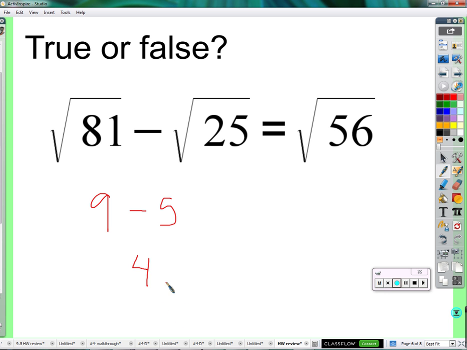We should get 4. So is 4 the square root of 56? No. 4 is the square root of what? 16. Okay, so that just does not work, right? Square root of 81 minus square root of 25 is not equal to the square root of 81 minus 25. So do you think, in general, this is a good rule to follow, that we would just subtract the insides and write that as its own new square root? Is that a good idea?